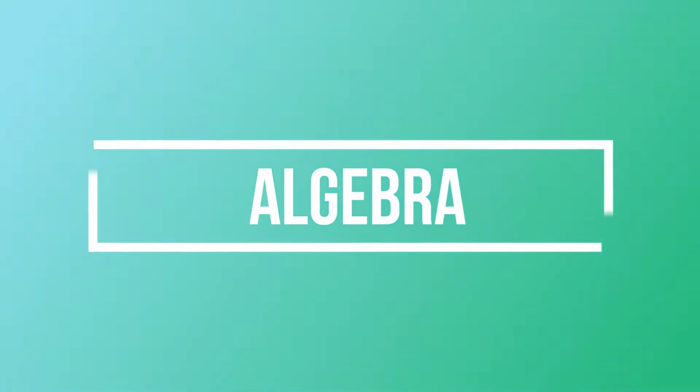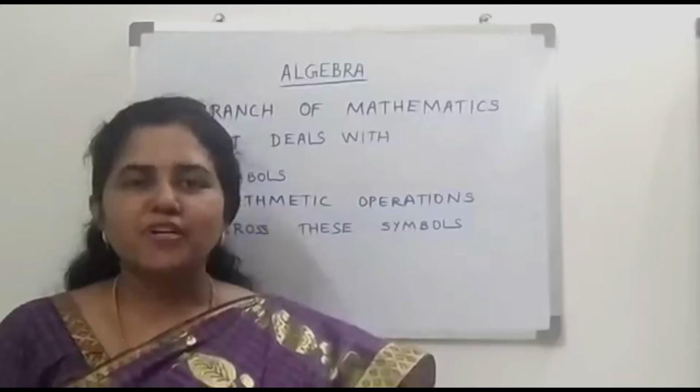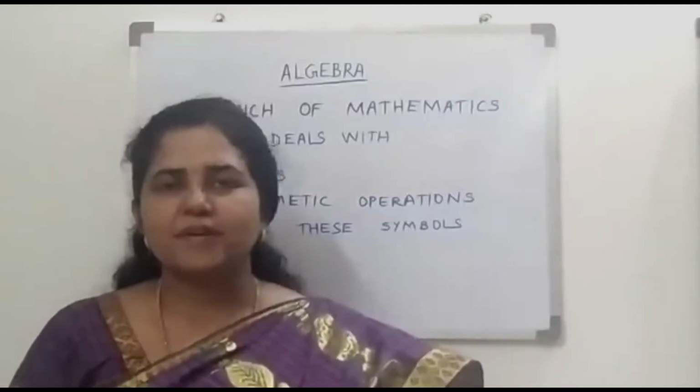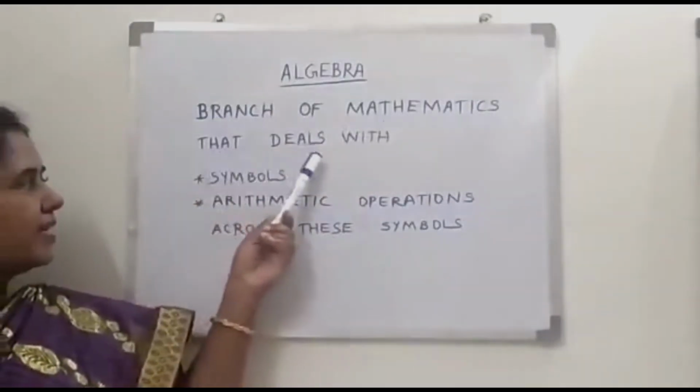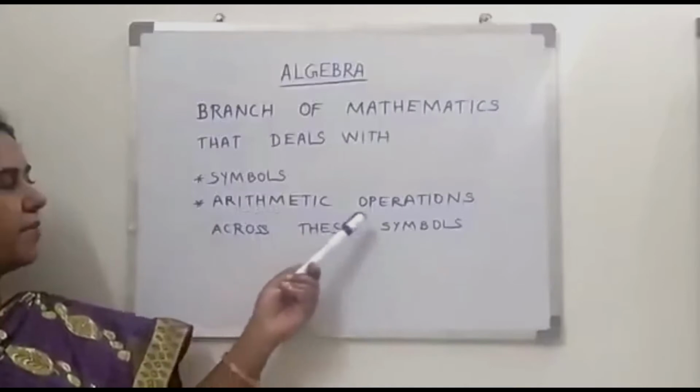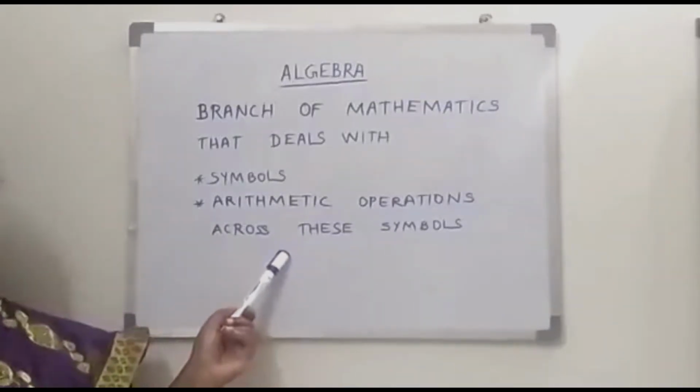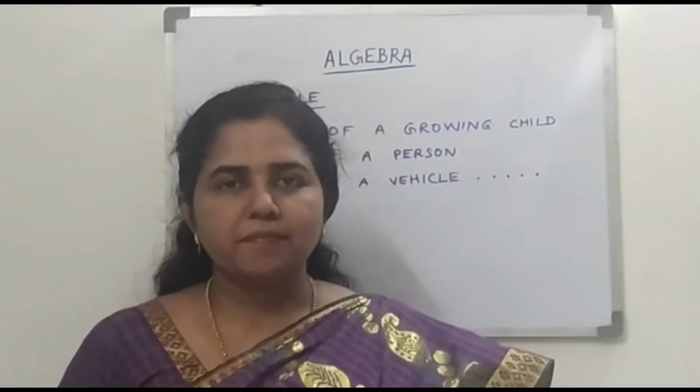In this video, we are going to see about algebra. First, we can see what is algebra. Algebra is a branch of mathematics that deals with symbols and the arithmetic operations across these symbols. Now we can see about symbols.